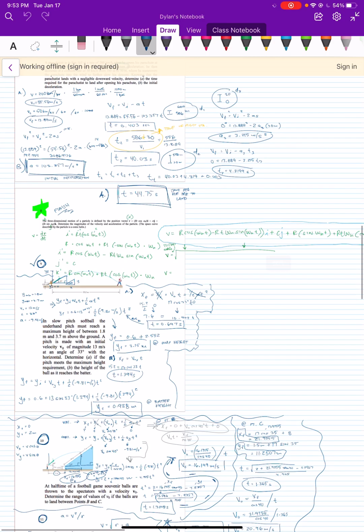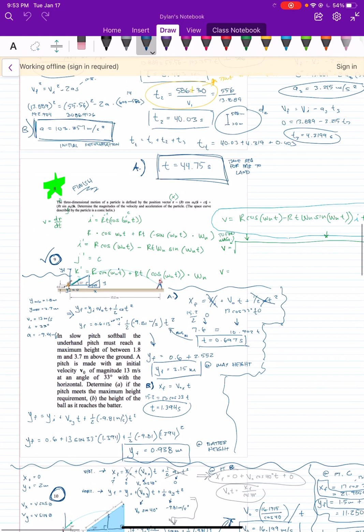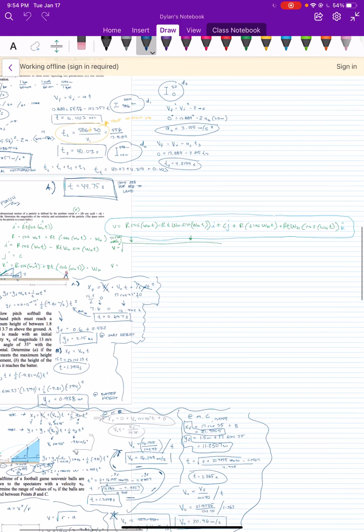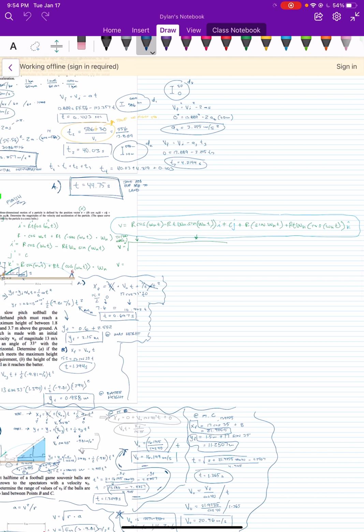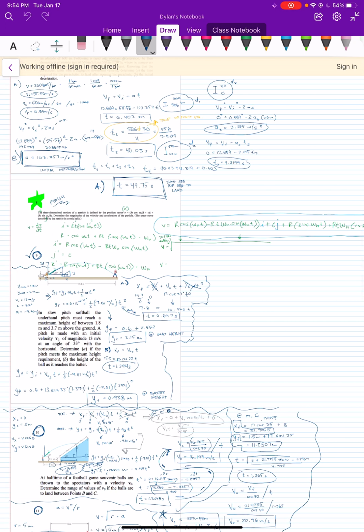This one takes forever because you have to take the derivative of this insanely long equation that it gives you. And so basically I just was taking the derivative of each portion of the vector r. So for the i portion or x portion, I took the derivative, then the j portion and then the k. I got my velocity function there, and I need to continue simplifying to get that.